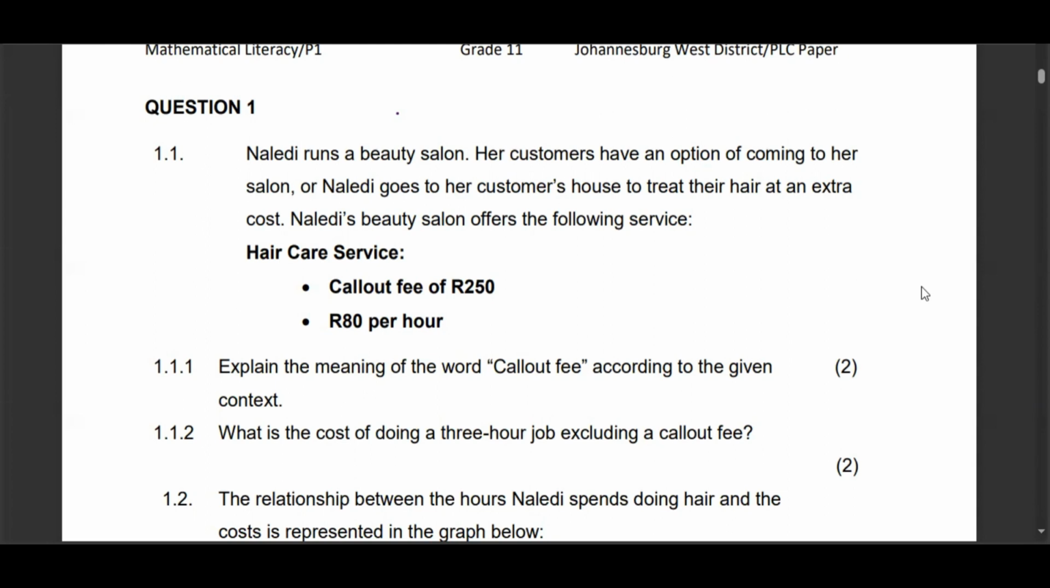Naledi's beauty salon offers the following services: hair care services. First and foremost, is what we see here. This is a call out fee of 250. Then she charges 80 rands per hour. 80 rands per hour.